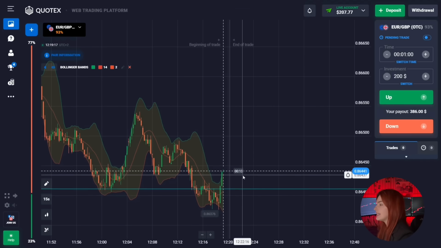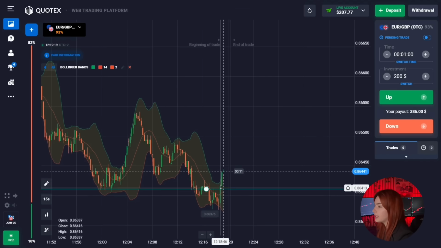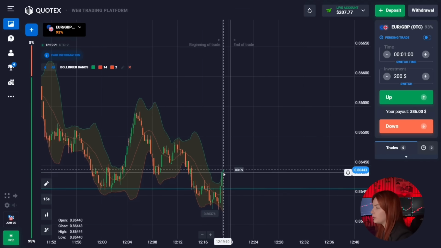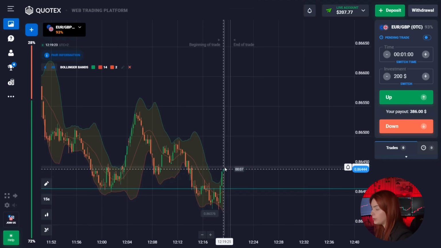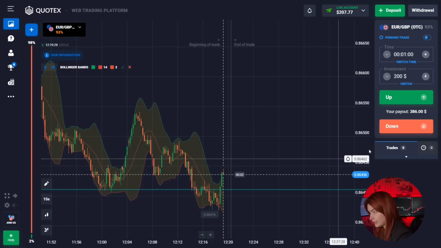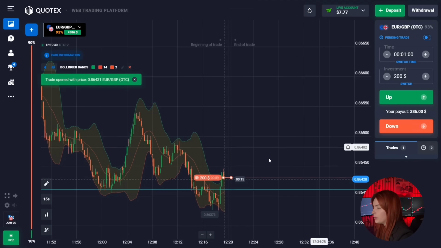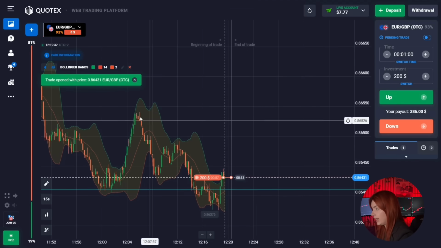Alright, here we see that impulsive green candlesticks are forming at the moment. At the same time, the price by impulse went beyond the upper limit of our indicator. At the same time, we see that the red candle is already beginning to form. Here we will open a deal for 1 minute to go down.